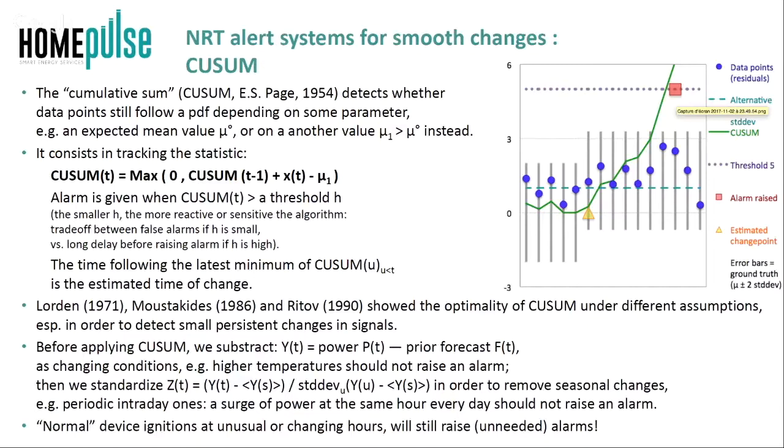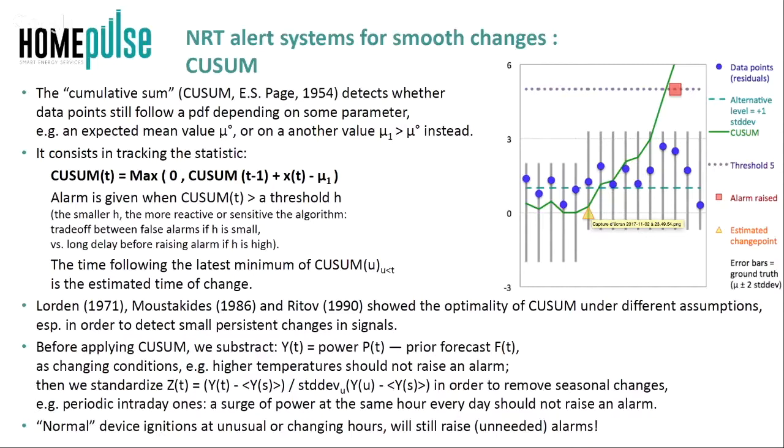an alert. And then what we also want to do is to detect the change point, the date when there was a change in the PDF. So for that, we consider that the change point is the point after the minimum of the cum sum. So here it corresponds to the yellow triangle, and on that example, the estimation is correct.